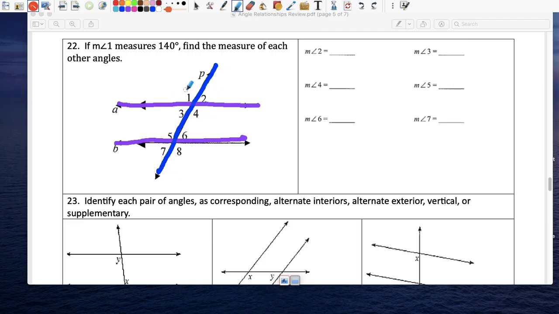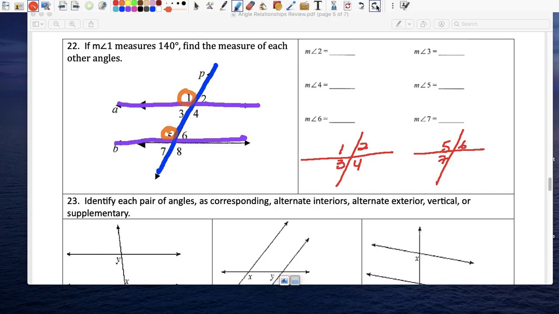For example, 1 and 5 are corresponding. They're in that same position. If I were to cut this transversal into 2 parts, I would have 2 of these side by side. And this would be, let me put the numbers, 1, 2, 3, 4, 5, 6, 7, 8. Notice that 1 and 5 occupy the same position, so they are corresponding. 3 and 7 occupy the same position, so they are corresponding. 2 and 6 and 4, 8 are also corresponding.